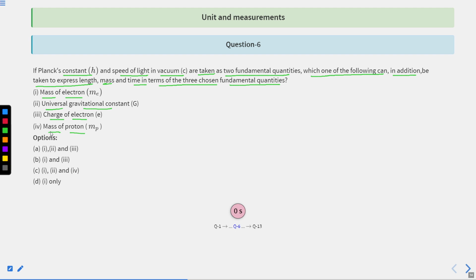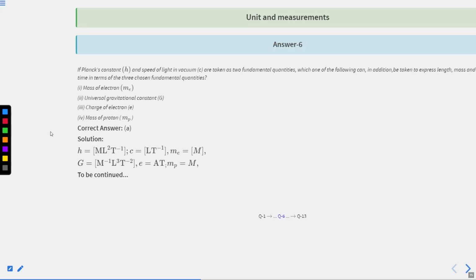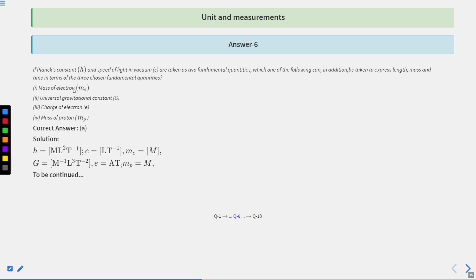Let's solve the question. So, correct answer is A. This is the dimension formula of Planck constant, and this is the dimension formula of c. And this is the dimension formula of gravitational constant. Clear? And this is the E equal to AT and MP equal to M.